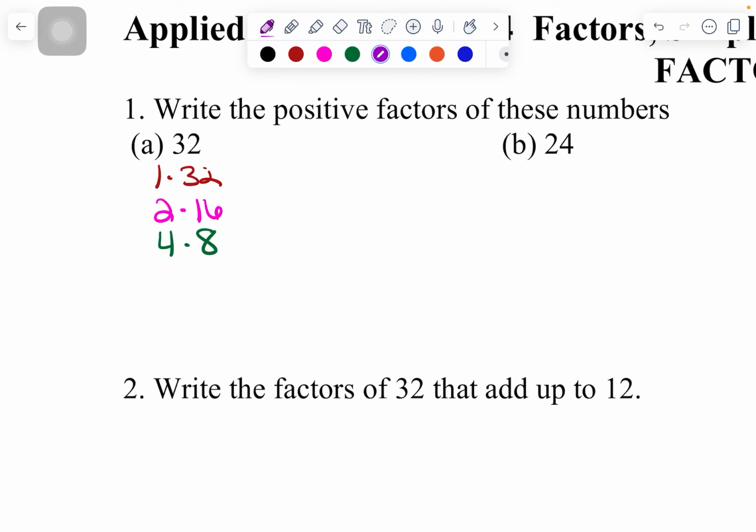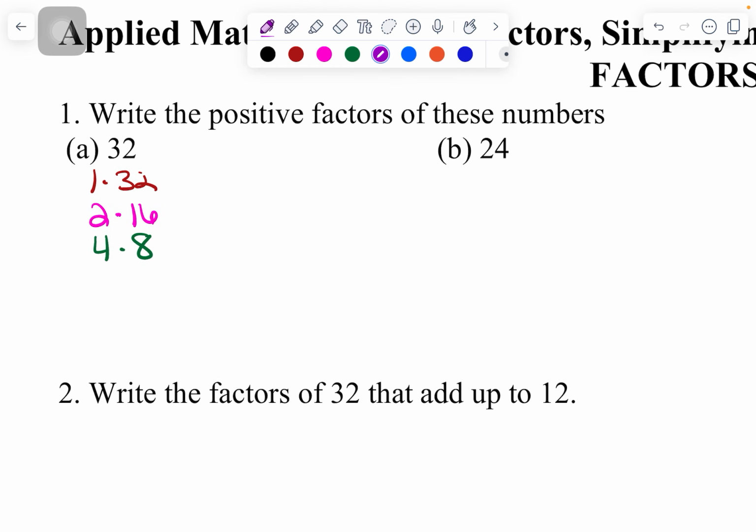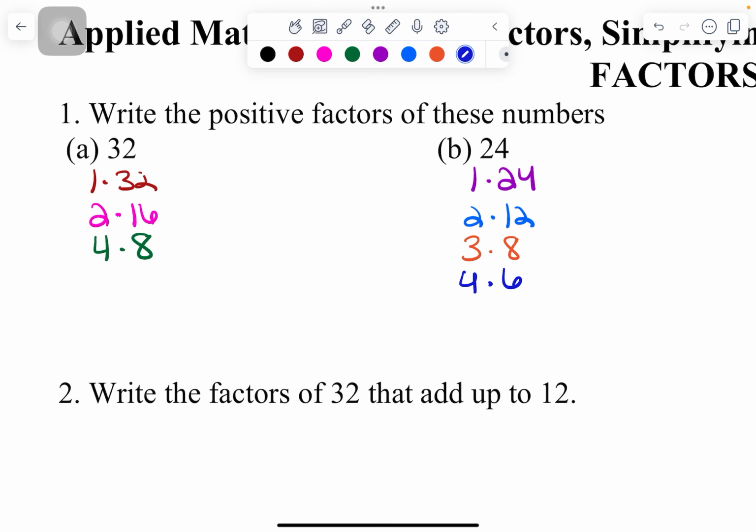I'm going to do the same thing now for part B here, which is the number 24. So if I start there, we can start with 1 times 24. Let's see, 2 times 12 sounds good. Let's see, 3 times 8. 4 times 6. 5 is not going to go into 24. And if I look, my list here already has 6 on it, so I am good to go. I don't have to do any more numbers. So those are the things that multiply to 24.